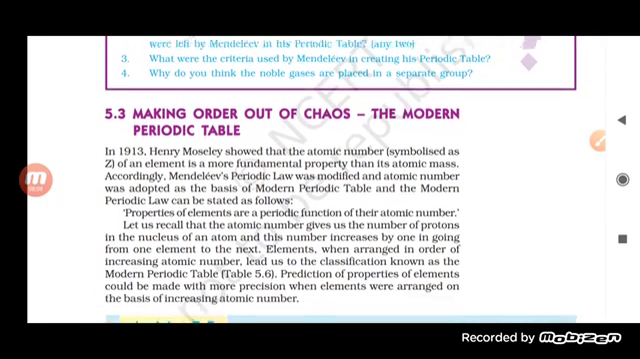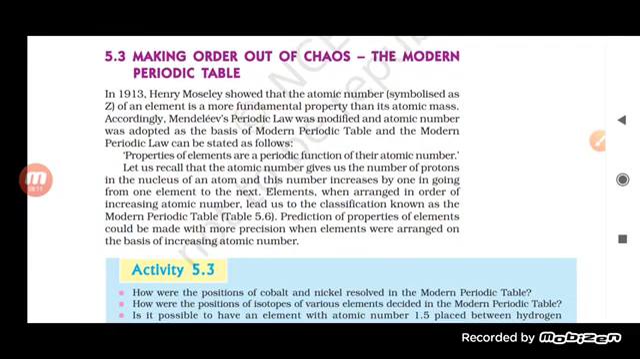Now moving on to the next one. Next is the modern periodic table. So, what is the modern periodic table? It was given by Henry Moseley, and the division was on the basis of atomic number. It came because of the Mendeleev periodic law. In the Mendeleev periodic table the division was on the basis of atomic mass, but in the modern periodic table the division was on the basis of atomic number.